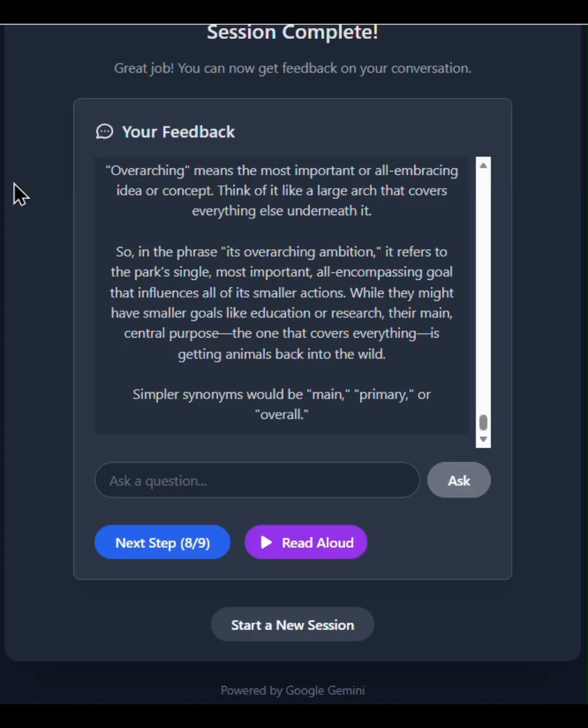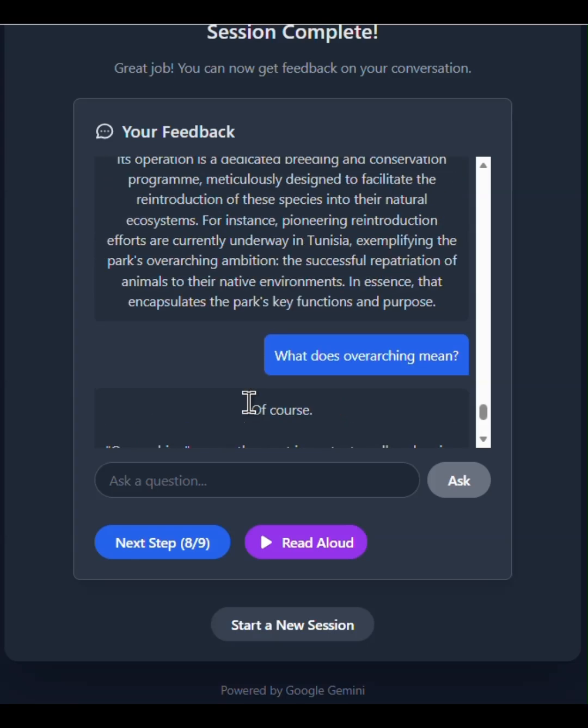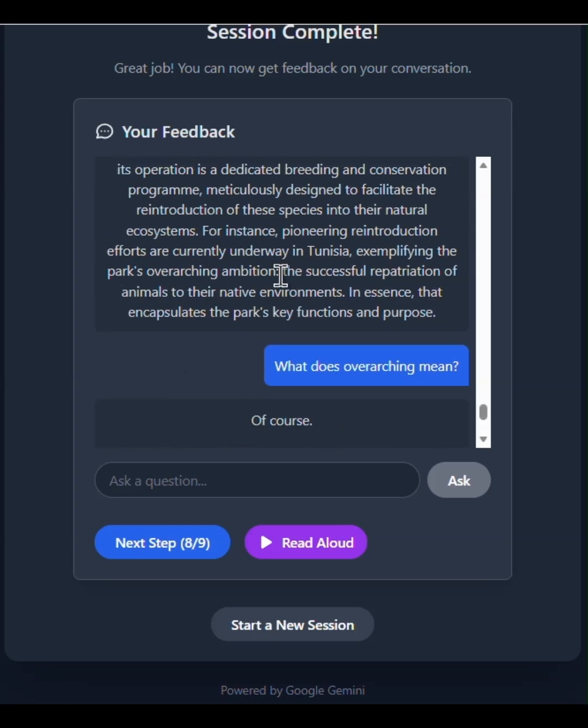So I think you can see that the feedback is very comprehensive and that the learner can always ask questions like, can you explain these errors and what does this word mean? You can also get it to emphasize some of the phrases by saying, oh, I particularly like currently underway in Tunisia, and it will make some comments about that.